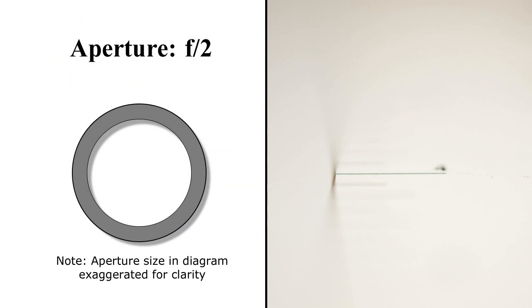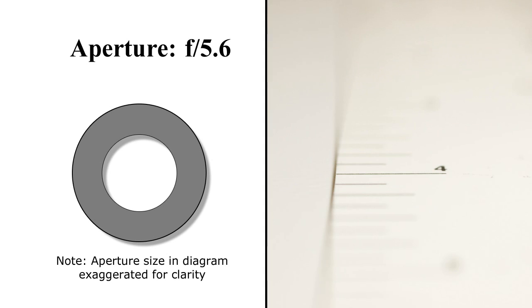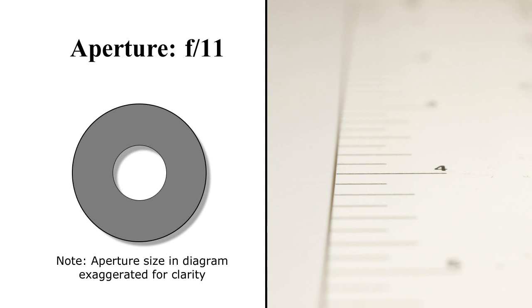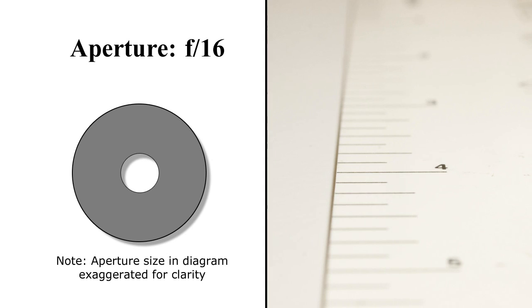In this next segment, I've taken several photos of a ruler using varying f-stops, starting with the aperture as wide open as it will go on my lens, in this case, f2. Then I kept closing down the aperture until I could go no further, which ends up being f22. The visual aids on the side should also help you understand what's going on, so keep an eye on them.